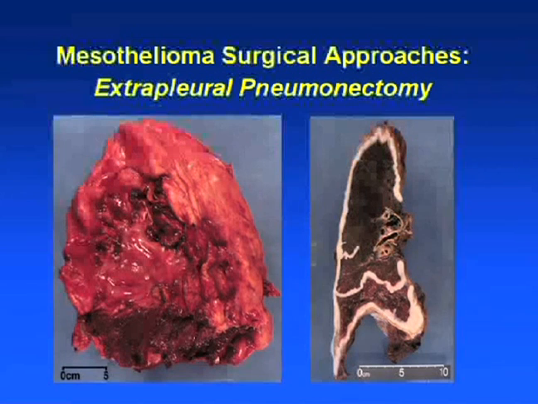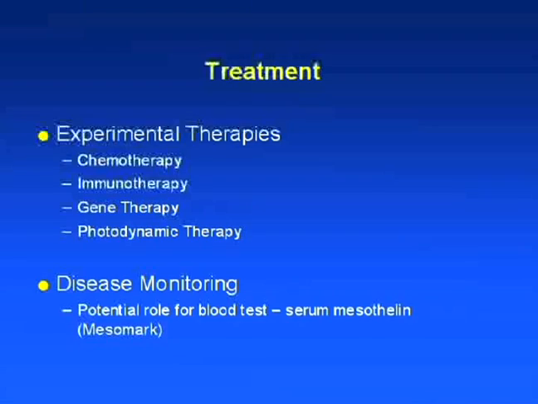I know we don't want to show many pictures, but I'm just going to show what extrapleural pneumonectomy looks like. So as you can see, this is an entire all the tissue in a chest being removed. And in cross-section, you can see that the pleura, which is lined with the mesothelioma tumor, the entire lung, and the diaphragm are all removed. This tends to be a difficult procedure to tolerate, and so patients should really be evaluated very carefully by specialized centers to see if they're eligible or appropriate for this procedure.